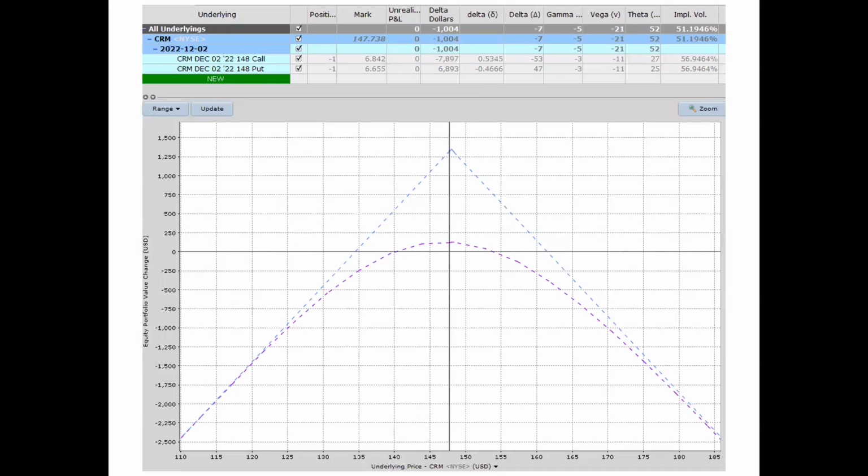This is what the trade looks like. You can see the profit potential is if the stock stays where it is or if it stays within the expected range. And the break-even price on the downside is about 135 and on the upside about 161 or 162. Notice that it's negative vega, so it will profit if volatility drops, and it's also positive theta, so that means it's going to make money each day through time decay.